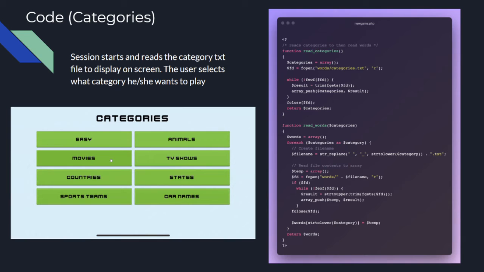And this list is dynamically created from a single text file that holds what the category names are. Those are read and then made into the categories. And then each category name also is another text file that holds all the available words within that category. So it's very easy to swap out words, add words, change categories, all without touching the code.